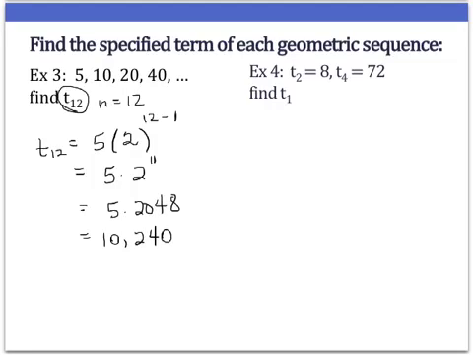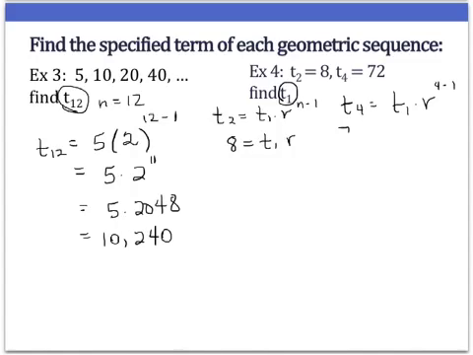Now for the next one, we're actually going to find T1. And we're going to use a system of equations to do this by using T2 and T4 separately. So let's start with the T2. T2 equals T1 times r to the n minus 1. Well, n is 2. So let's substitute. 8 equals T1 times r. Since n is 2 and minus 1 is 1, we don't need an exponent here. And let's do the same thing for T4. Now T4 is going to be T1 times the ratio, and 4 minus 1, so that's cubed, so I'm going to write that, and then we'll substitute like so.